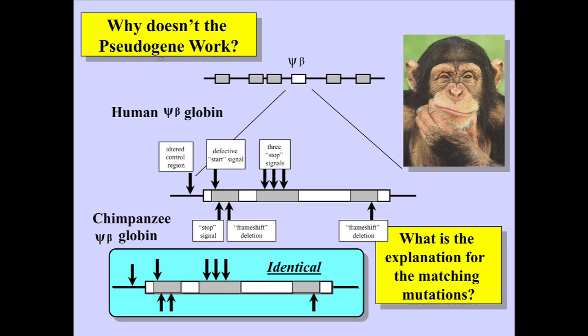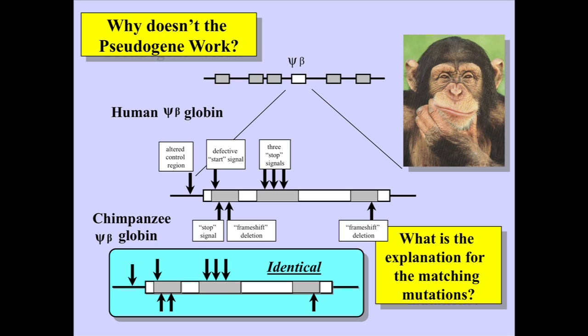Another interesting part about it is these mutations. There's a whole bunch of them. It's not just one. We have one that's altering the control region in the promoter. We have a defective start signal. We have stop signals in that first intron, 3 stop signals in the second exon, a frame shift deletion in the first intron, and a frame shift deletion in the last exon. Now, check this out.